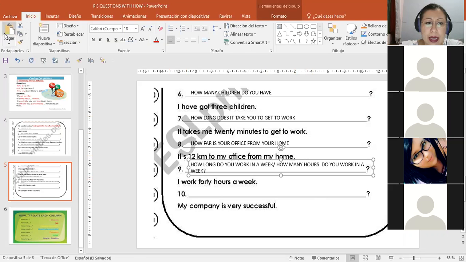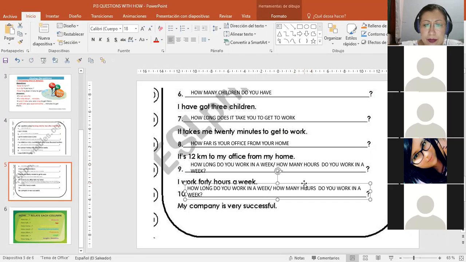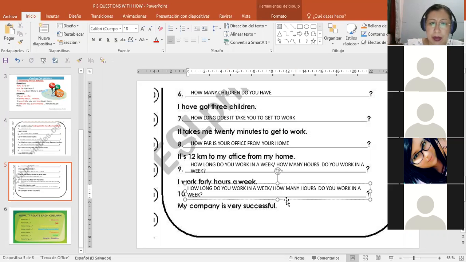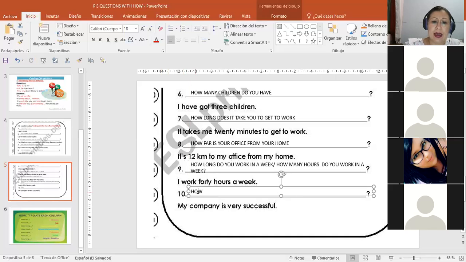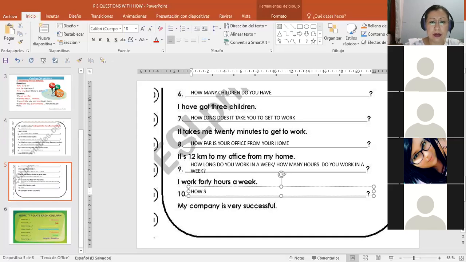Number nine. Perdón, sería, yes, number 10. Voy a ayudar yo con esta. Aquí sería, how successful... ¿Qué tan exitosa es tu compañía? How successful is your company? Okay, how successful is your company? My company is very successful, okay?